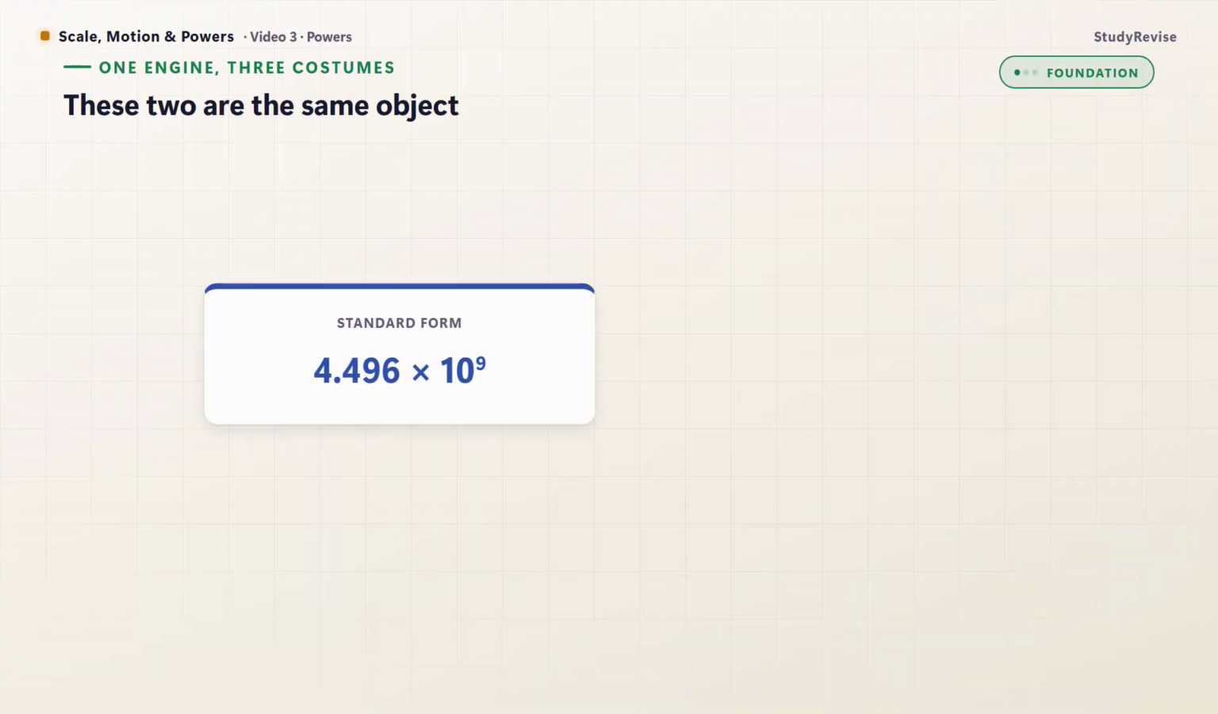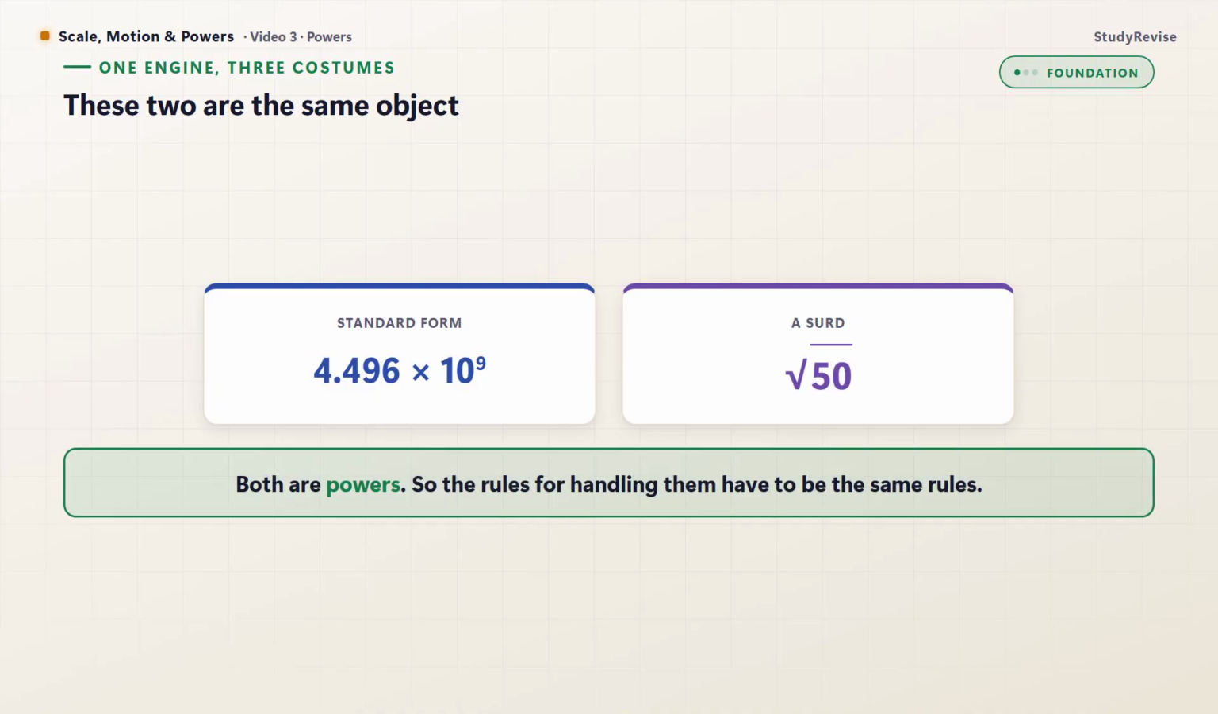Let me start by proving the claim because it is a big one. Here is a number in standard form, 4.496 times 10 to the 9th. And here is a surd, the square root of 50. They look like they have nothing to do with each other. One is astronomy, one is algebra. But the 10 to the 9th is a power, and the square root, I am going to show you in a few minutes, is also a power. It is a power with a half on top. So both of these are the same object, and that means the rules for handling them have to be the same rules.